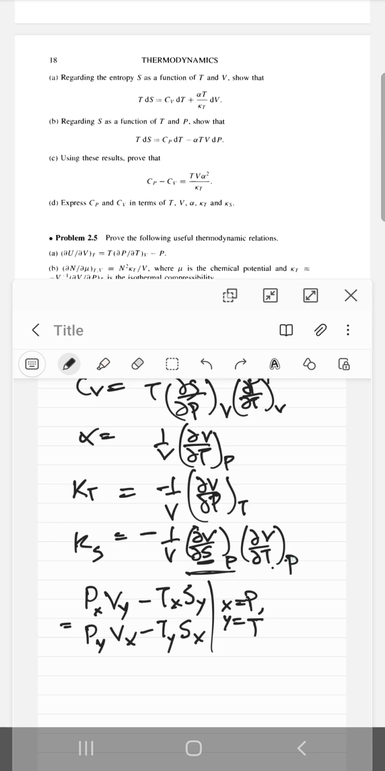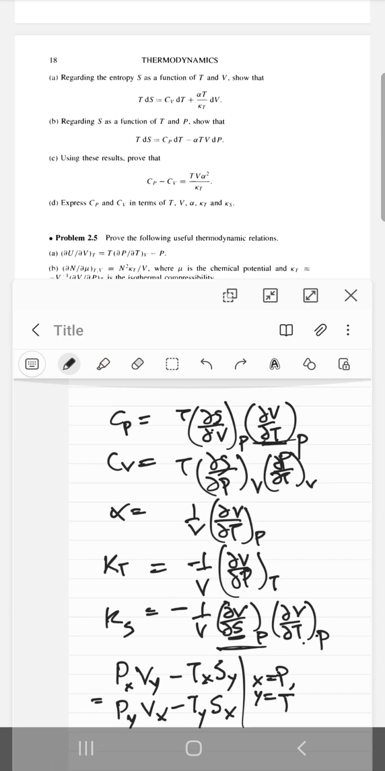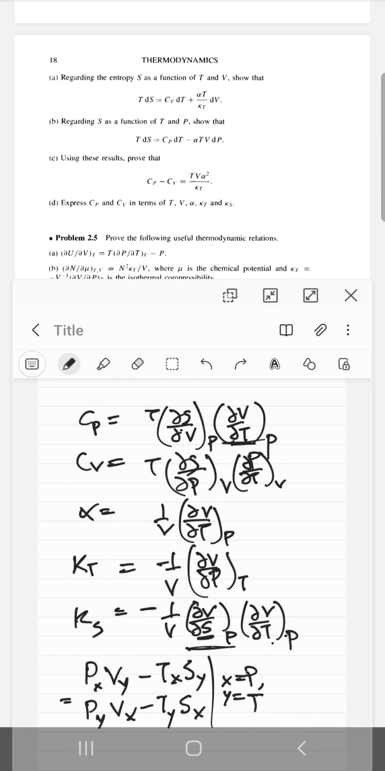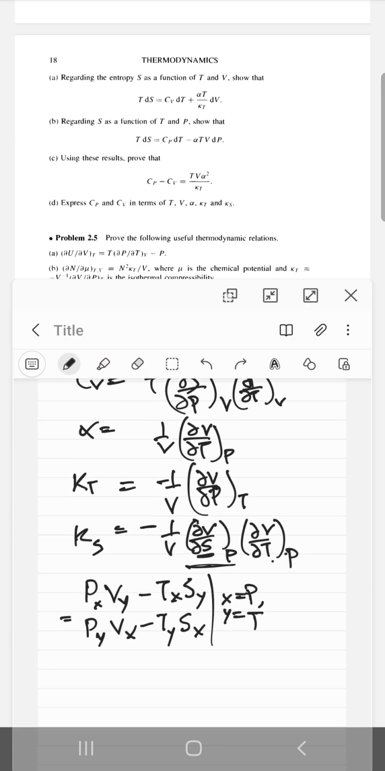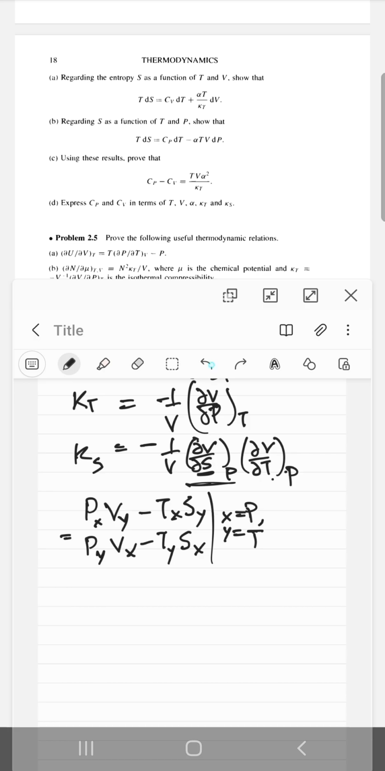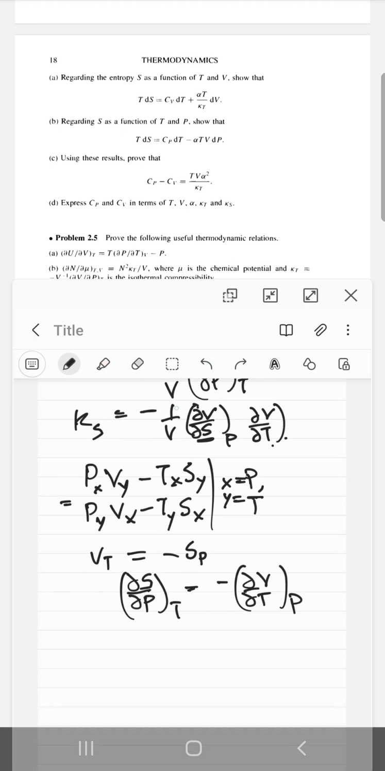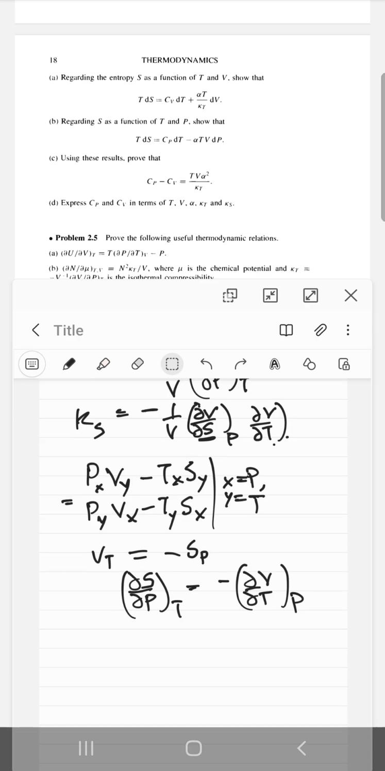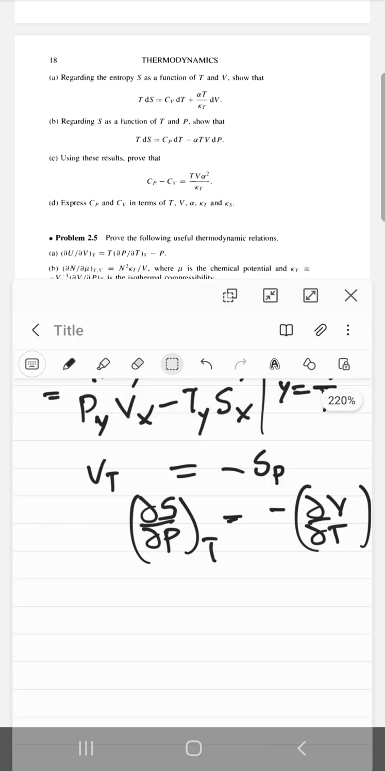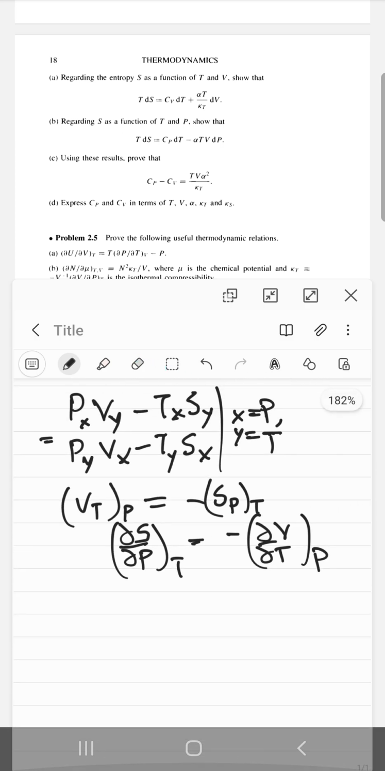Volume, temperature, and pressure, right? It's entropy over there. Not good. Partial V or partial S at constant pressure. Why do I just keep deleting these equations though? I probably should not be doing that. So I'm just going to write these equations in shorthand. So V sub T at constant pressure is just negative S sub P at constant temperature. Cool.